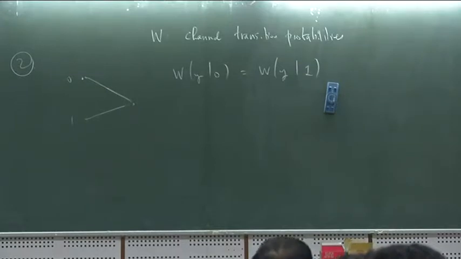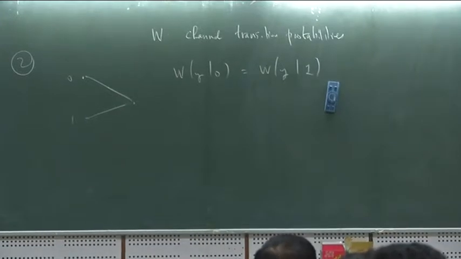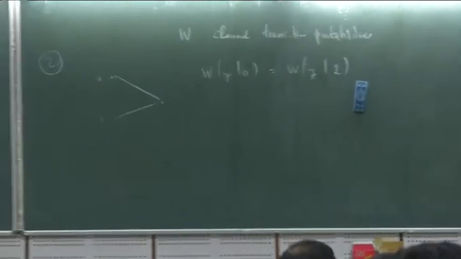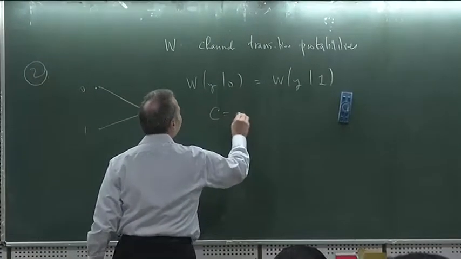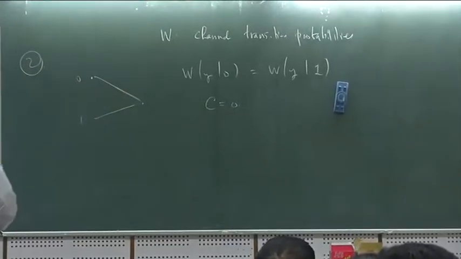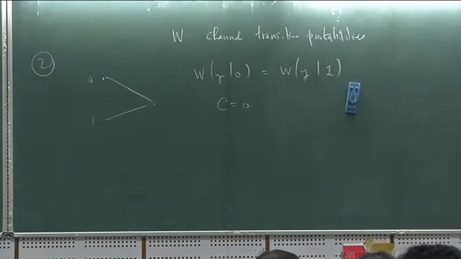So what is the capacity of such a channel? How much information can you send? The capacity is 0. So this is a completely useless channel.